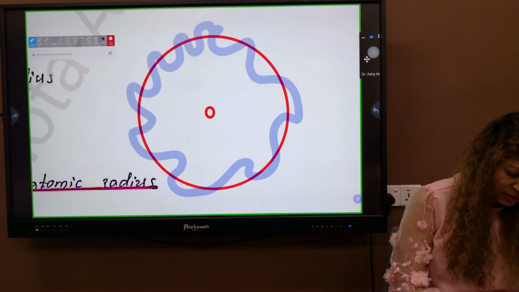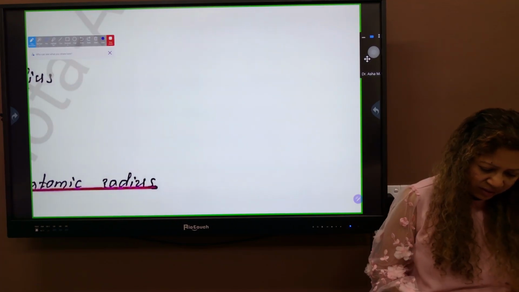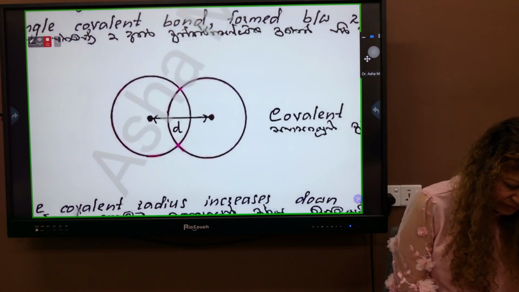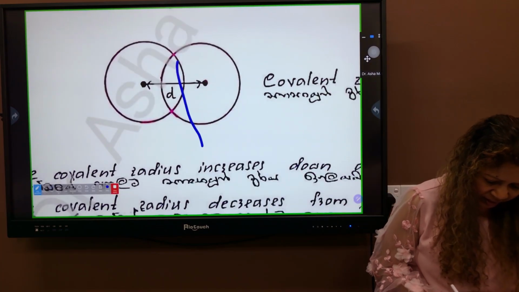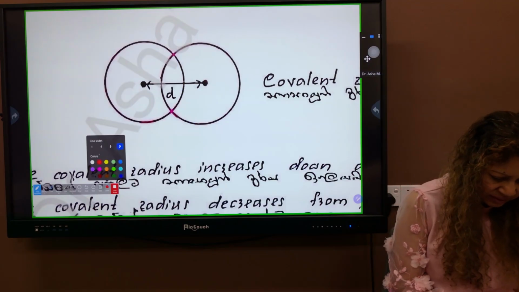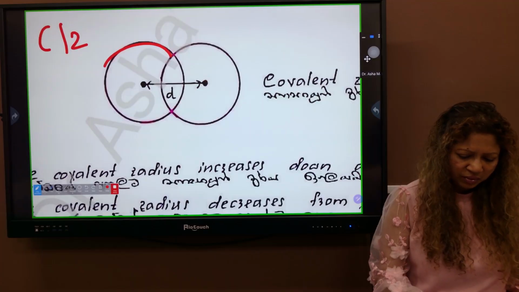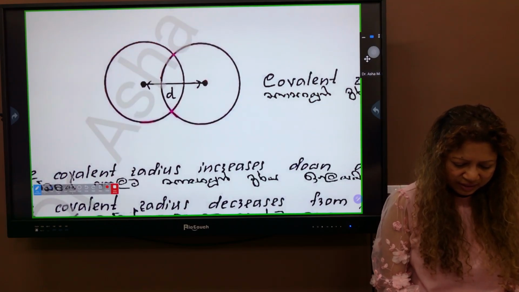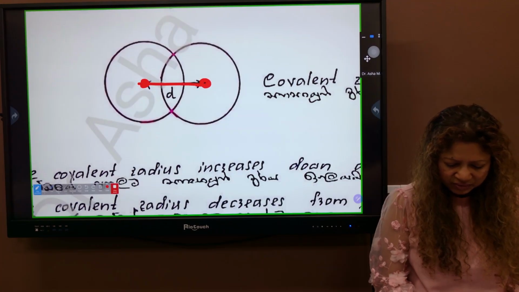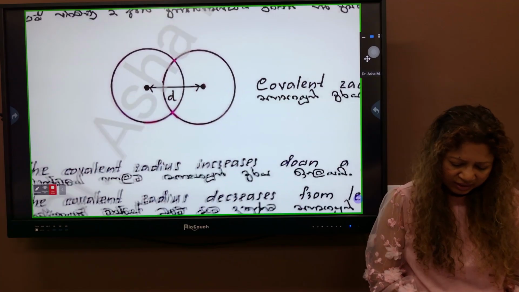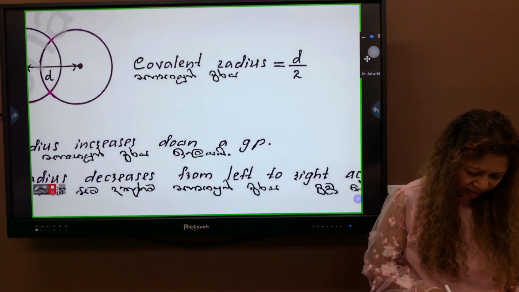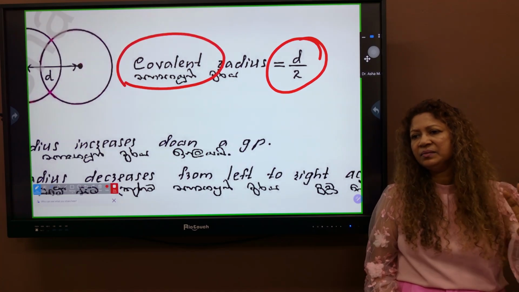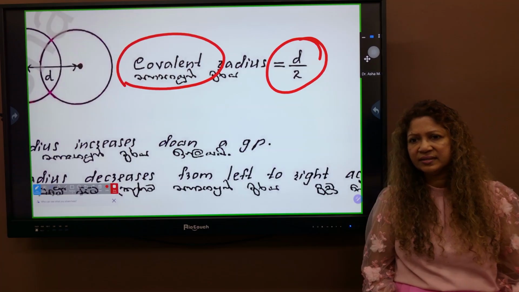So what they did was, they took two different atoms. Let's say this is Cl2. These two atoms are exactly identical. Once they make the bond, they get the distance between these nuclei, and if they divide that by 2, that internuclear distance is the radius. If it is a covalent bond, covalent radius; metallic bond, metallic radius; ionic bond, ionic radius, and so on.